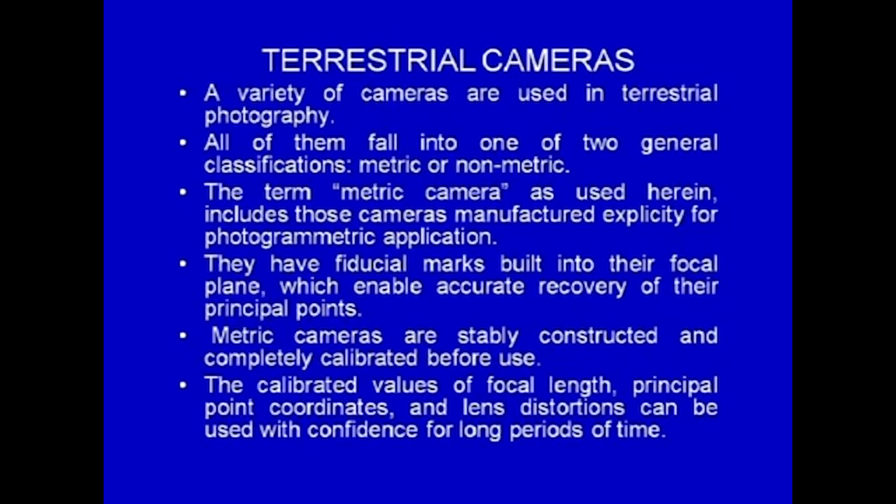The term metric camera as used herein includes those cameras manufactured expressly for photogrammetry application. They have fiducial marks built into their focal plane, which enable accurate recovery of their principal points. Metric cameras are stably constructed and completely calibrated before use. The calibrated values of focal length, principal point coordinates and lens distortions can be used with confidence for long periods of time.